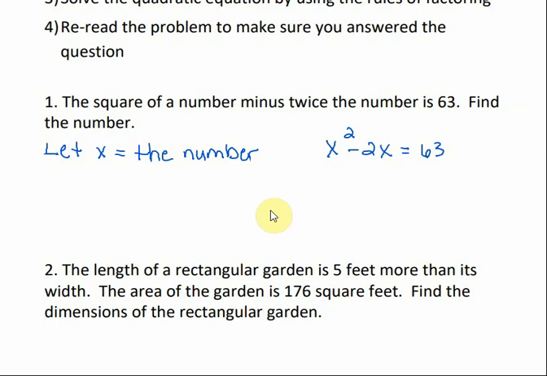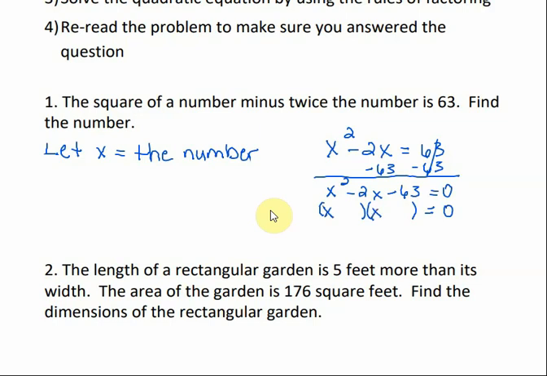Now I need to solve the quadratic equation, and I'm going to do so by factoring. Remember, in factoring, the first step is to get everything on one side of the equation. So I'm going to subtract 63 from both sides of the equation. And now I have x squared minus 2x minus 63 equals 0. All right, so this is a trinomial. We know that trinomials factor into 2 binomials. So in the first 2 spots would be x and x.